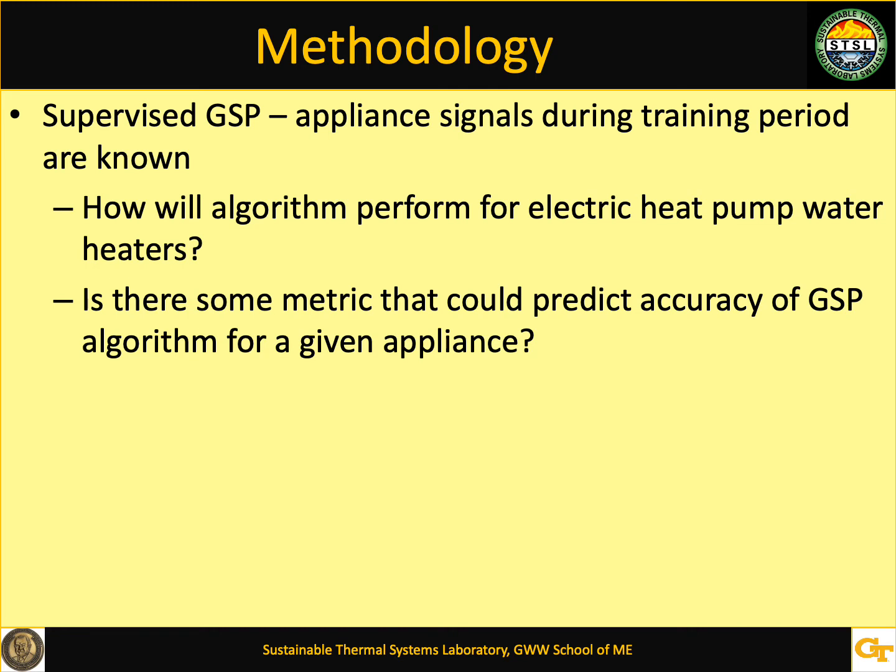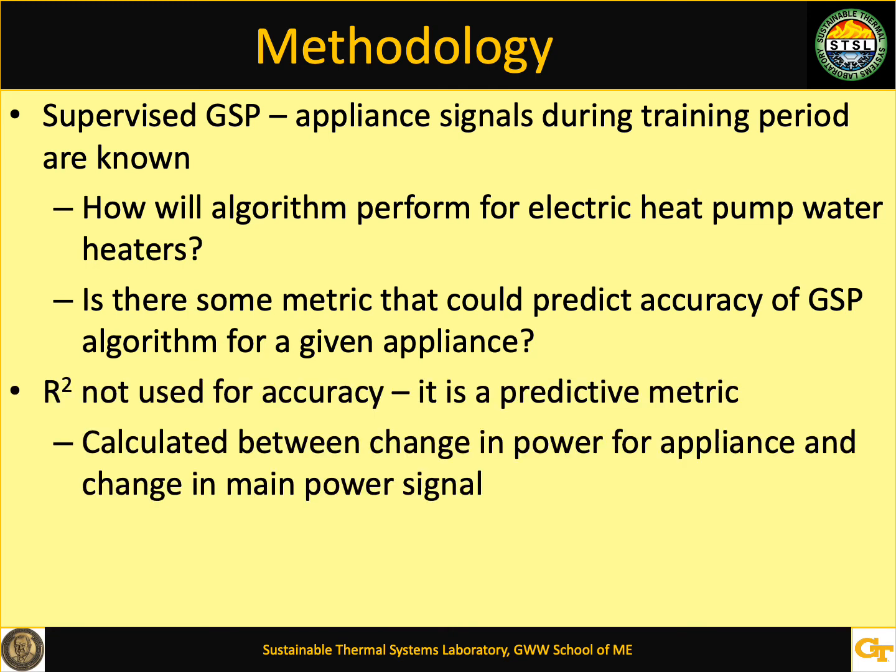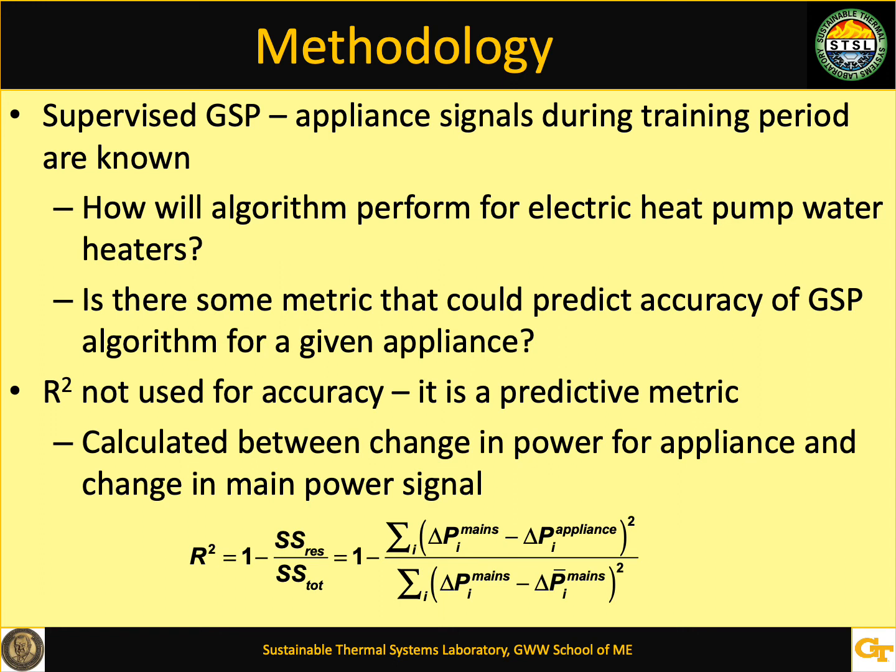One metric we used for this purpose was the coefficient of determination, or R squared. So in this case, the R squared value was calculated to determine how well the change in power of an individual appliance signal, in this case the water heater, is represented in the electric main signal.